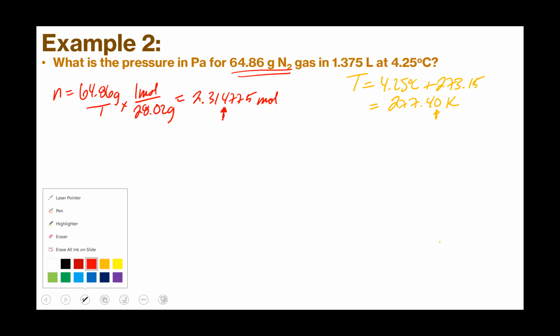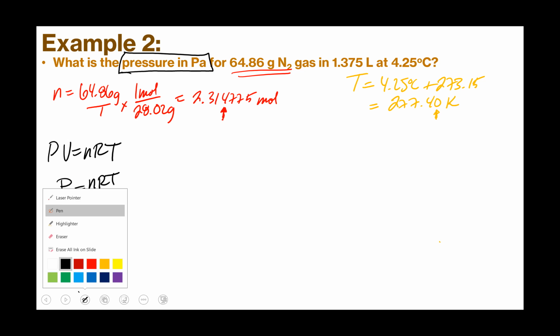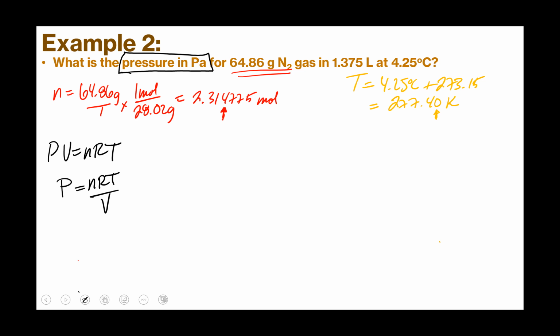So let's take this again. We're going to write our PV equals nRT. And what do we want? We want the pressure in pascals. So we're going to solve for pressure by dividing by the volume. P equals nRT over V. We know all these things now, so we can plug stuff in and say that this is equal to our moles, 2.314775. Notice we're putting all of our numbers in, and we'll round it at the end.